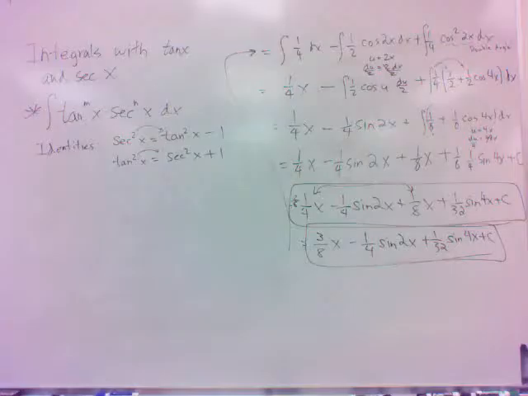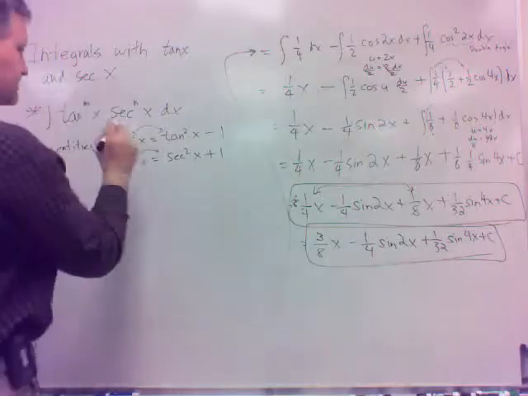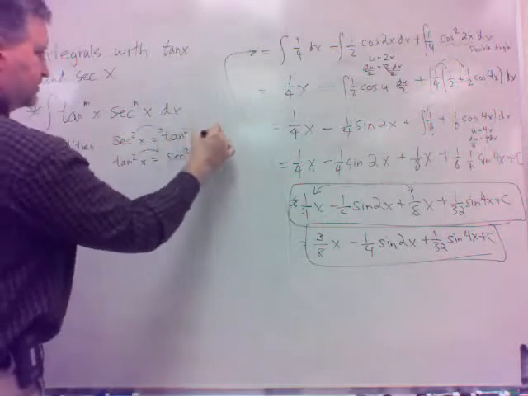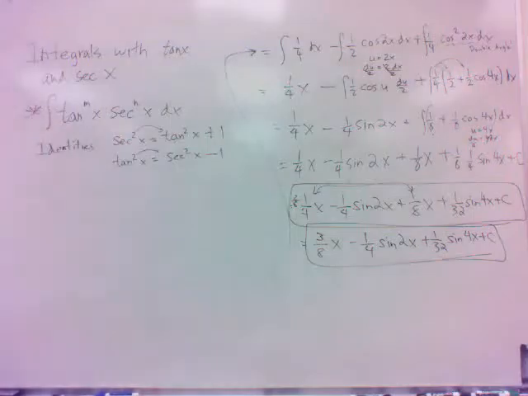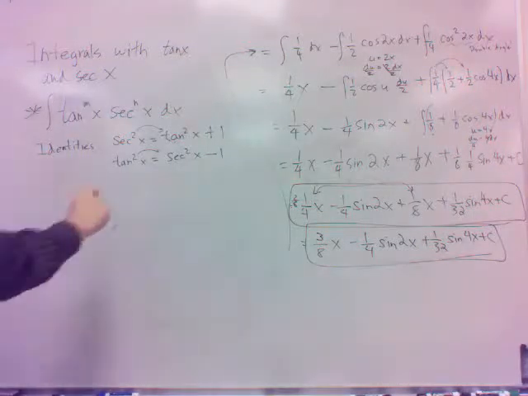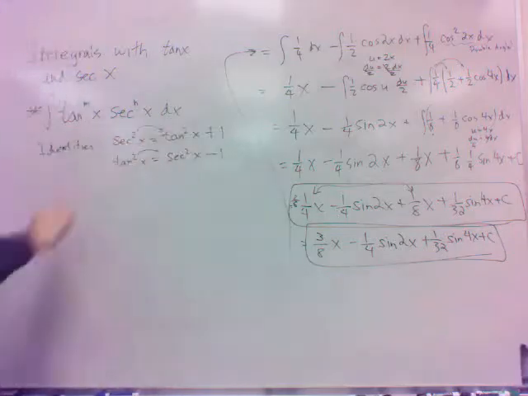Did I do those wrong too? Secant squared is tangent squared plus 1. Tangent squared is secant squared minus 1. Check me on those. The paper's got it right. Okay. This is good. Secant squared is tangent squared plus 1. Tangent squared equals secant squared minus 1.